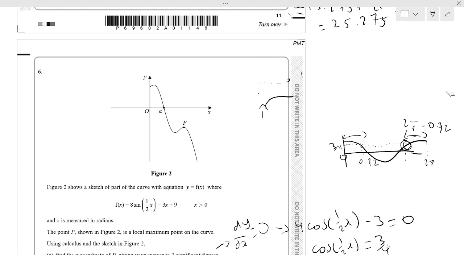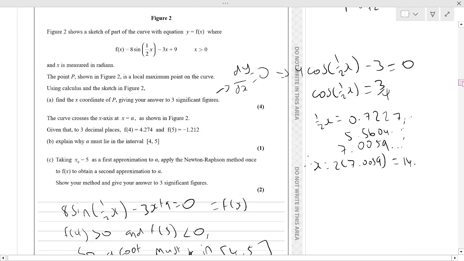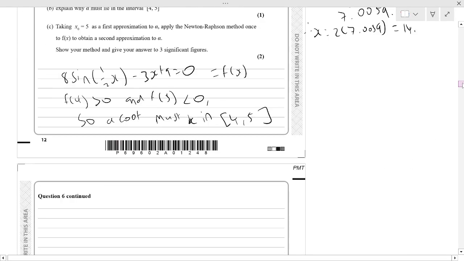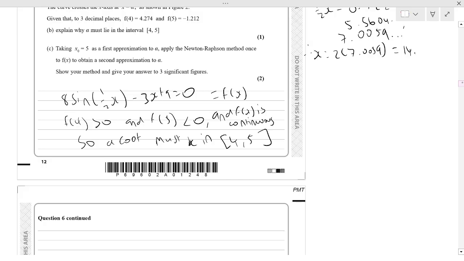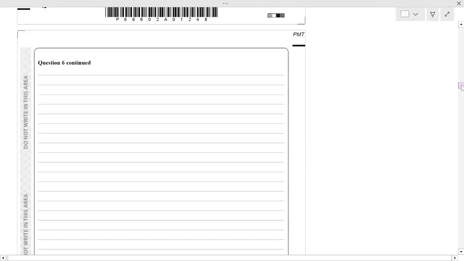It also has to be continuous in that interval, right? So you can see the graph's continuous. Because of those 2 bits, there's a sign change and f of x is continuous, so the root must be in the interval, because the only way it can go from positive to negative in that case is if it crosses through the axis. So i.e. it's a root. Okay. And then part C.